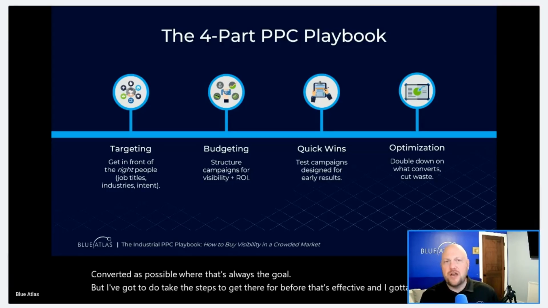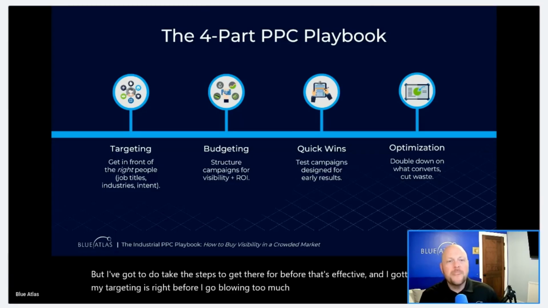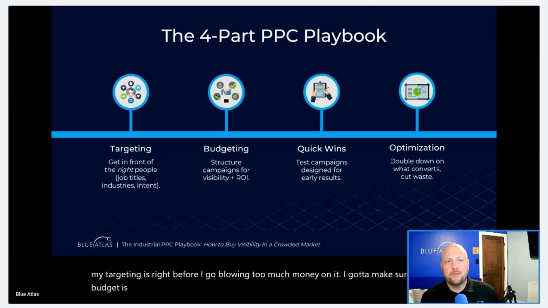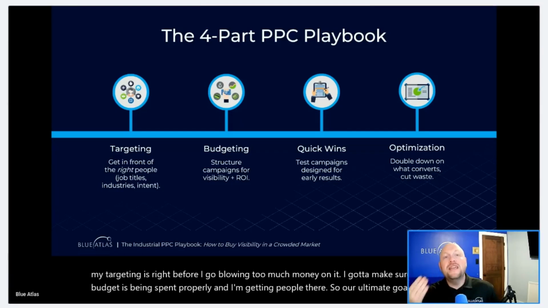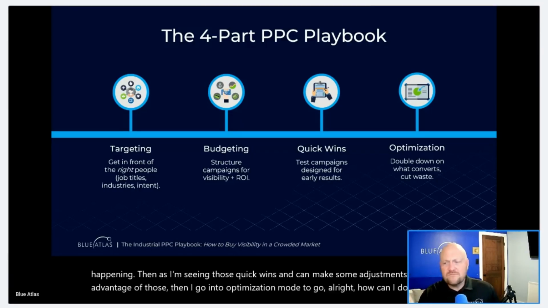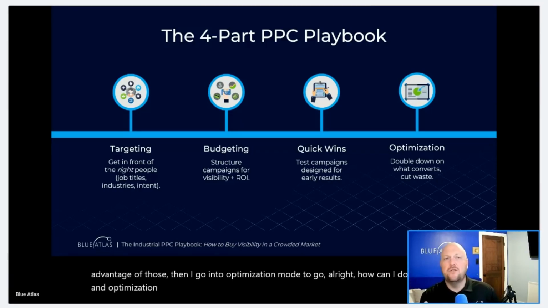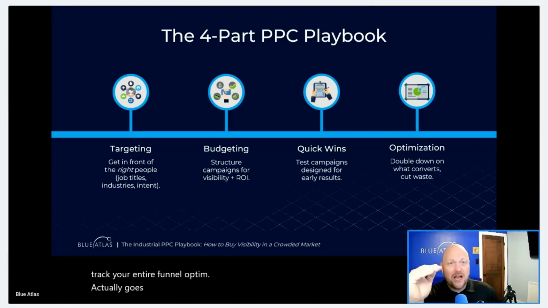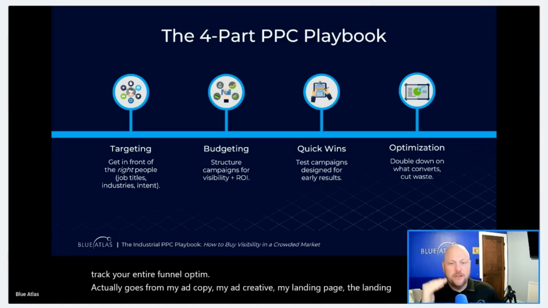And I got to make sure my targeting is right before I go blowing too much money on it. I got to make sure that my budget is being spent properly and I'm getting people there. So our ultimate goal of leads is happening. Then as I'm seeing those quick wins and can make some adjustments and take advantage of those, then I go into optimization mode to go, all right, how can I do this better? And optimization is not just at the ad level. Optimization, as we said earlier, you've got to track your entire funnel. Optimization actually goes from my ad copy, my ad creative, my landing page, the landing page content, the form.